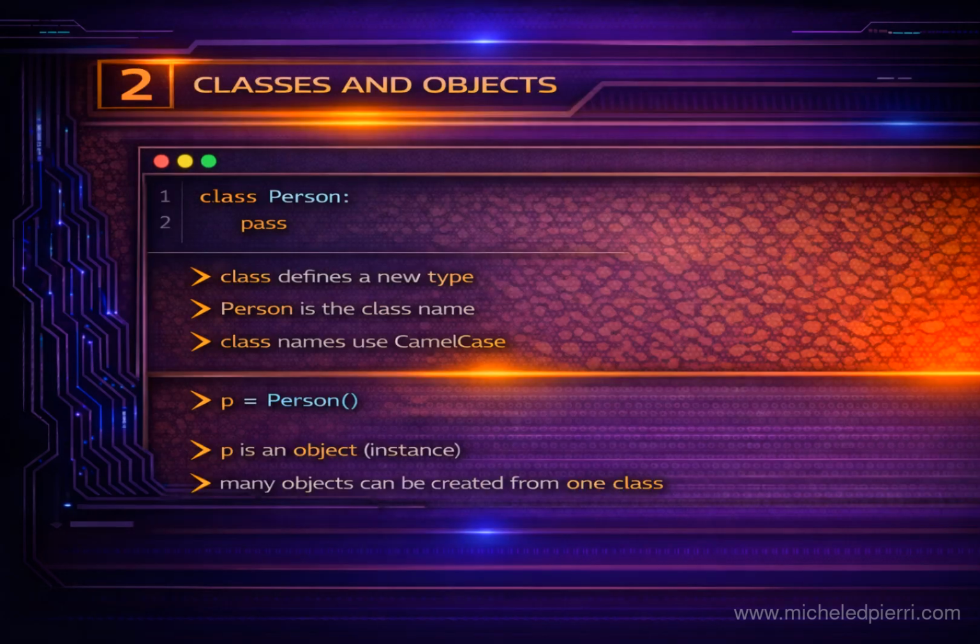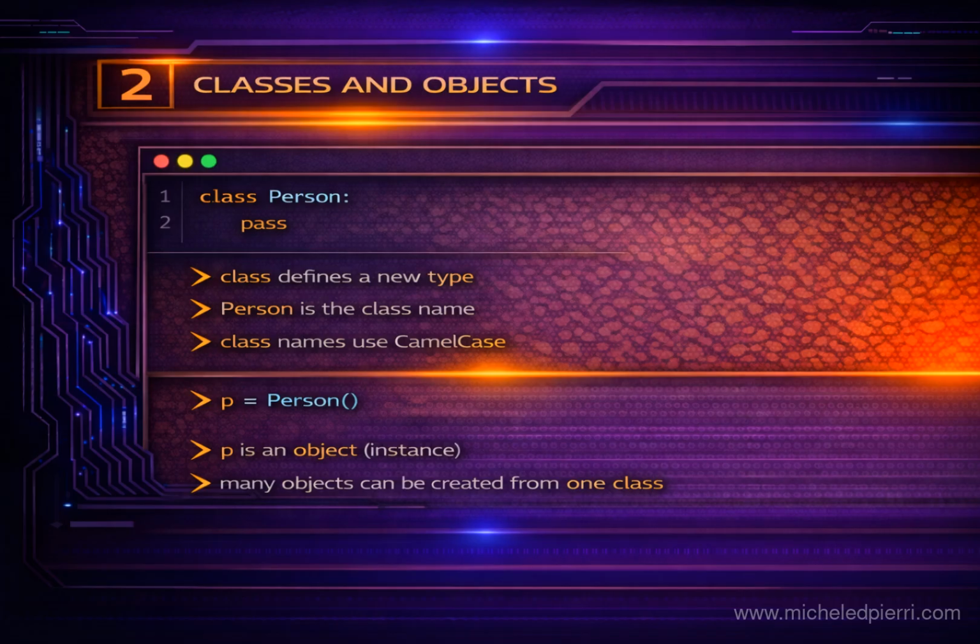Let us make the vocabulary precise, because object-oriented programming is mostly about clear mental models. A class is a blueprint. In Python, when you write class Person, you are defining a new type, just like int or str is a type. You are telling Python, from now on, there is a new kind of thing called Person. At the beginning, a class can be empty. The keyword pass is simply a placeholder that means no attributes and no methods yet. The class exists, but it does not do anything. Naming matters. By convention, class names use CamelCase, so Person is a typical class name. This helps readability, because you can immediately recognize what is a class versus a variable or a function.